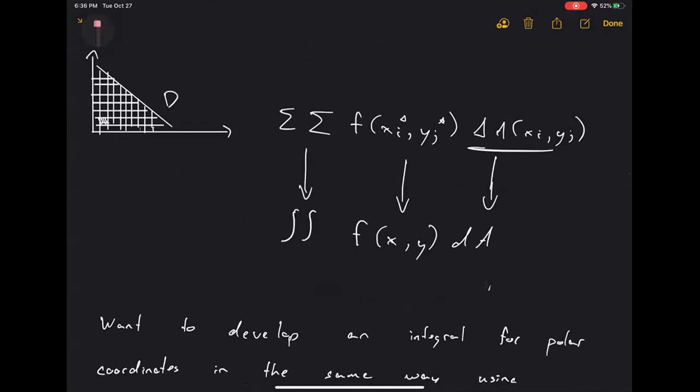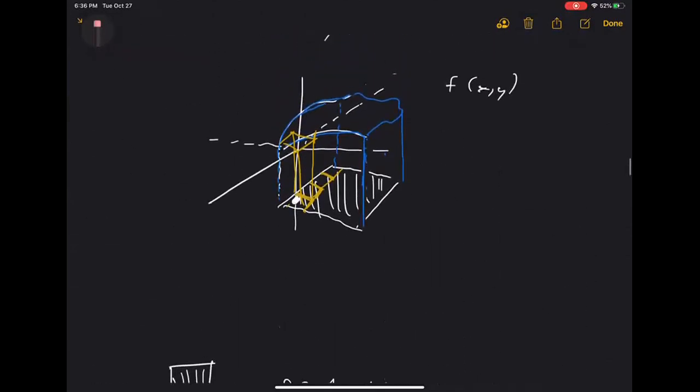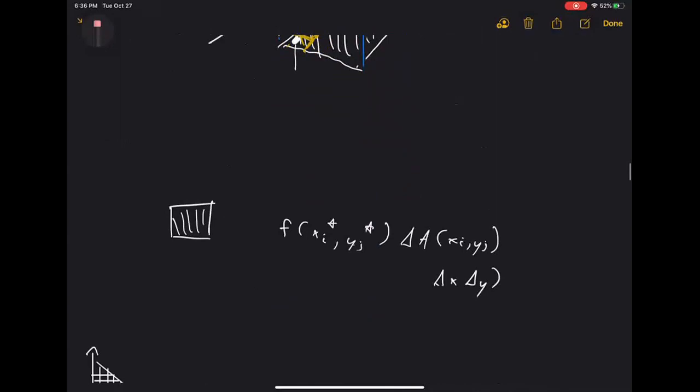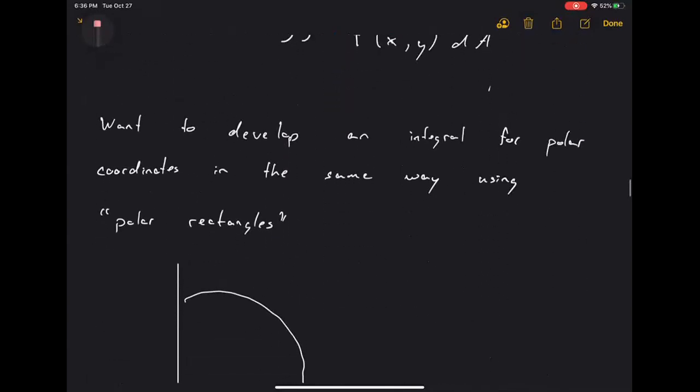Okay. So we're going to progress along the same path. The first step is figuring out how to calculate the area of just one of these boxes, right? But we're going to do that for polar rectangles.